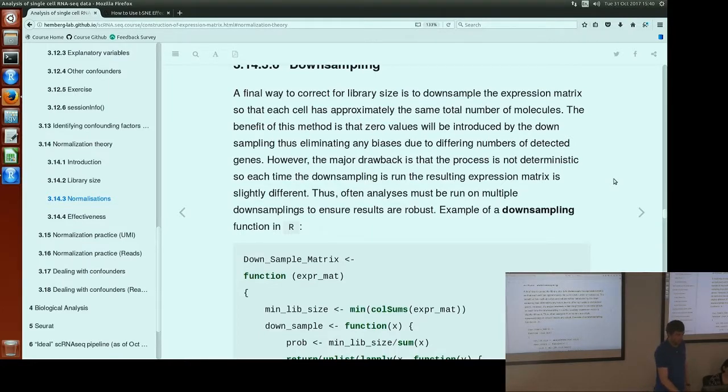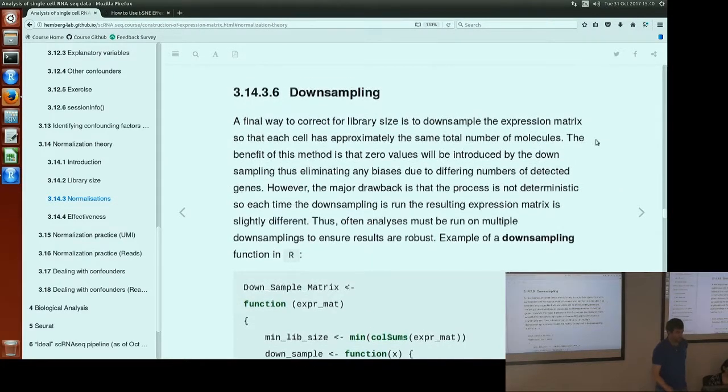So a completely different approach to normalization is downsampling. The idea is, again, to account for differences in sequencing depth between cells, but instead of dividing the values by some size factor, we can instead downsample the expression matrix so that each cell has approximately the same number of total molecules. The benefit of this is that zero values will be naturally introduced by the downsampling, so we won't have the same effect of biases due to differing numbers of detected genes in the cells.